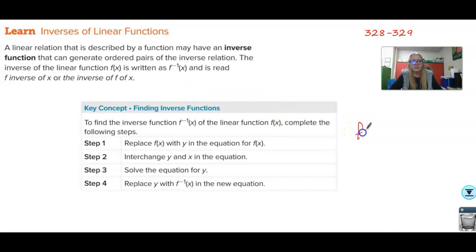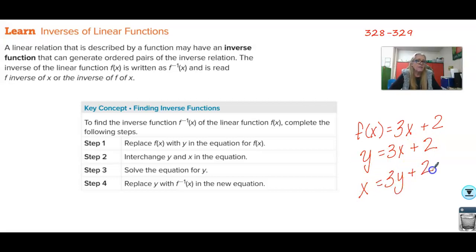So basically what they're saying is if we give you, like, f of x equals 3x plus 2, okay? You know that f of x can be replaced with y, and that's the first step. Replace f of x with y. Then the second step is to swap out the x and the y. Put the x where the y was, and put the y where the x was. Then solve for y.